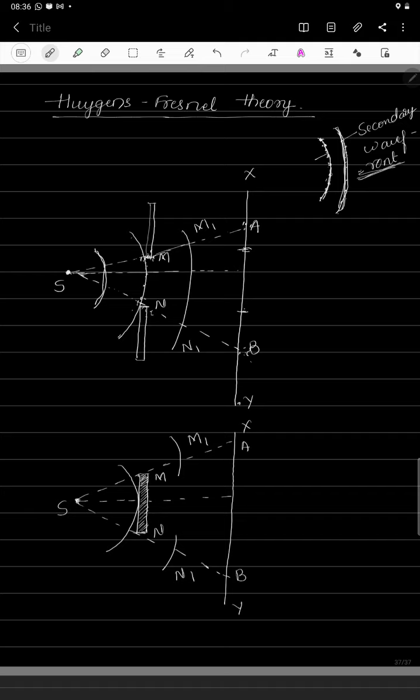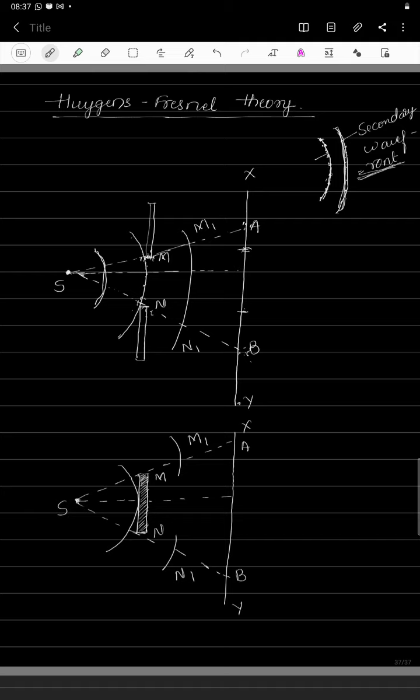Because of this phenomenon, if the shadows are formed by a small obstacle or opening, if the size is very, very small, then the shadows formed by those small obstacles will not be sharp; they will be blurred. This bending of light around the edge of an obstacle, and hence its encroachment into the geometrical shadow region, is known as diffraction.